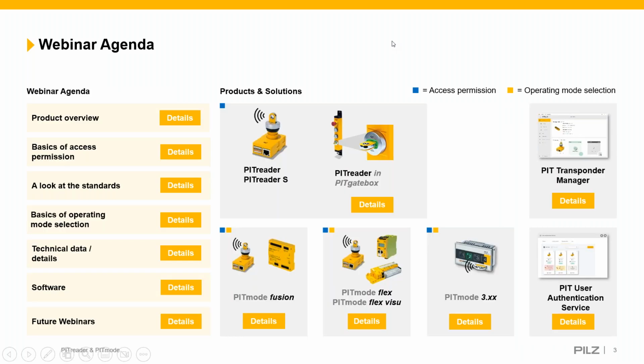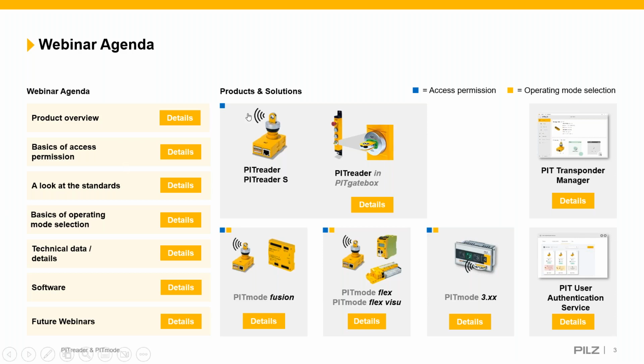So the agenda for today's webinar. There'll be a product overview. We'll run through the basics of access permissions. We'll look at the standards. We'll have a look at the basics of operating mode selection. We'll run through technical data and details. We'll look at the software that we use, and then we'll wrap up and just run through future webinars from Pilz.